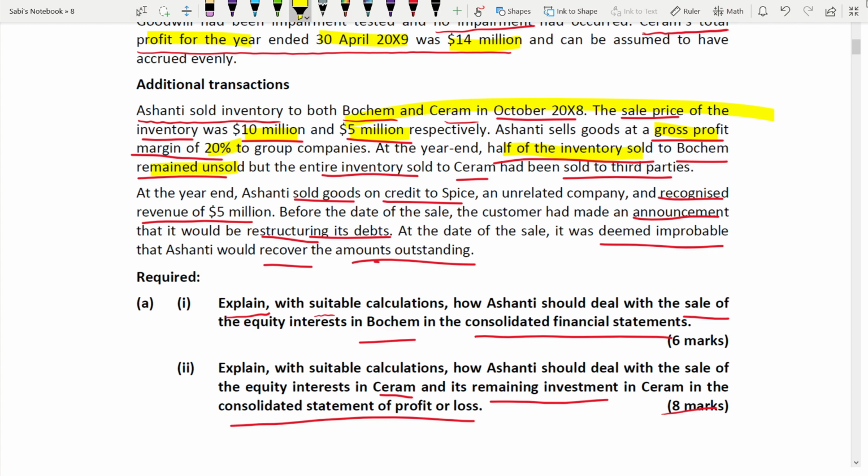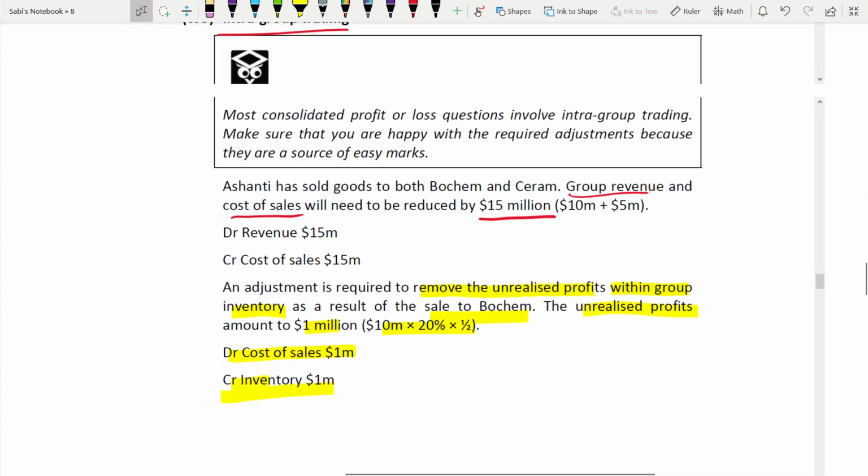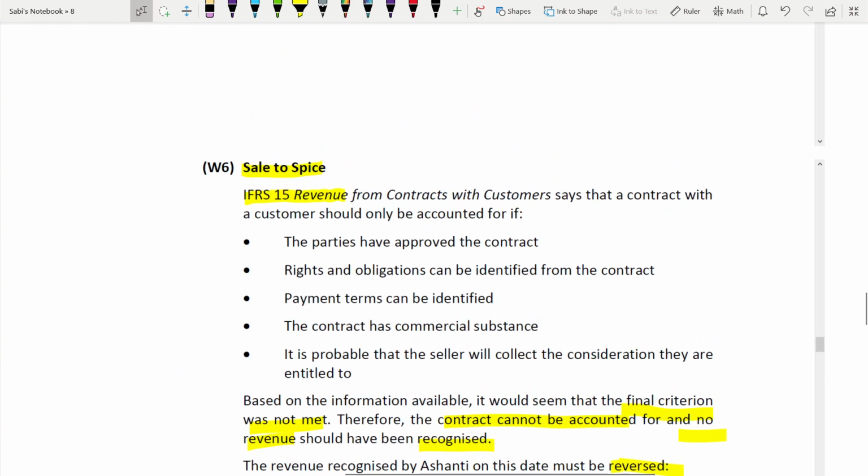So they have told us to recognize revenue of 5 million. You see it is probable they are going to receive 5 million, and the customer had made an announcement that it would restructure its debts. At the date of the sale, it was deemed improbable that Ashanti would recover the amounts outstanding. That means it is not probable that they will receive this amount. That's why the 5th condition was not met. But let us go through the other 4 conditions and see whether they are met before we go to the last requirement.